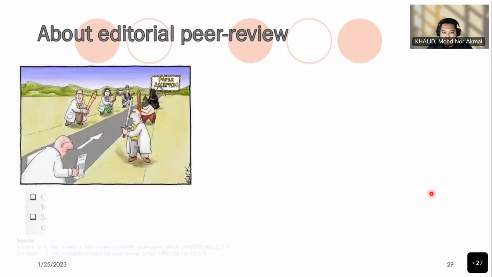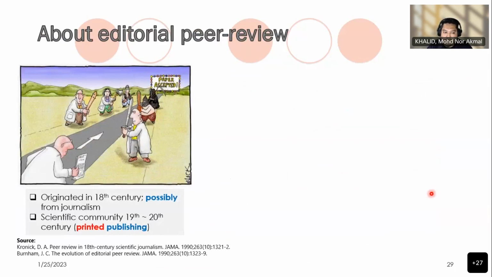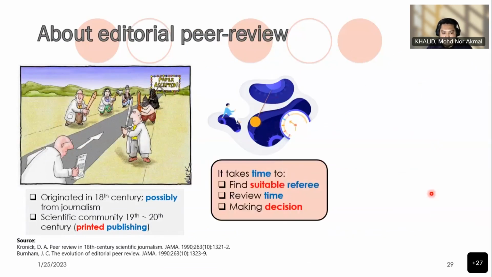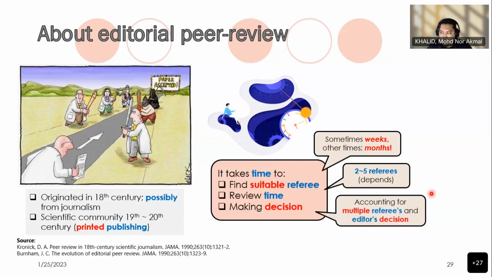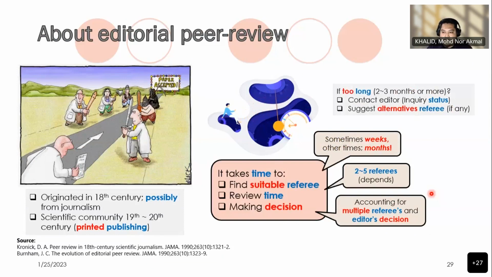Okay, the editorial peer review process can take a lot of time, because it requires finding suitable people to review the paper and make a decision. Sometimes it takes weeks, sometimes it takes months. It involves 2 or 3 or more people, and because of that, it takes some time to corroborate the final decision. So you have to understand that.